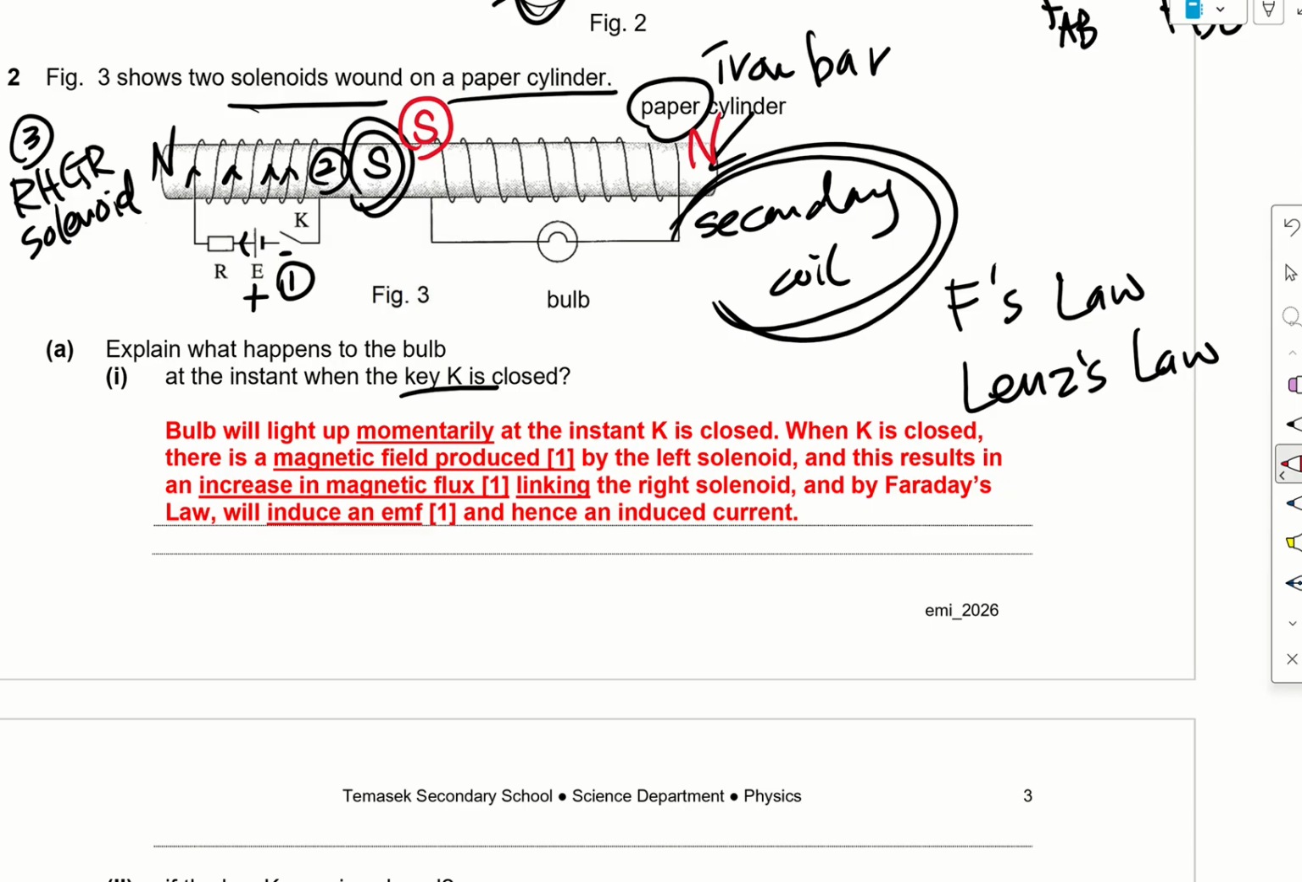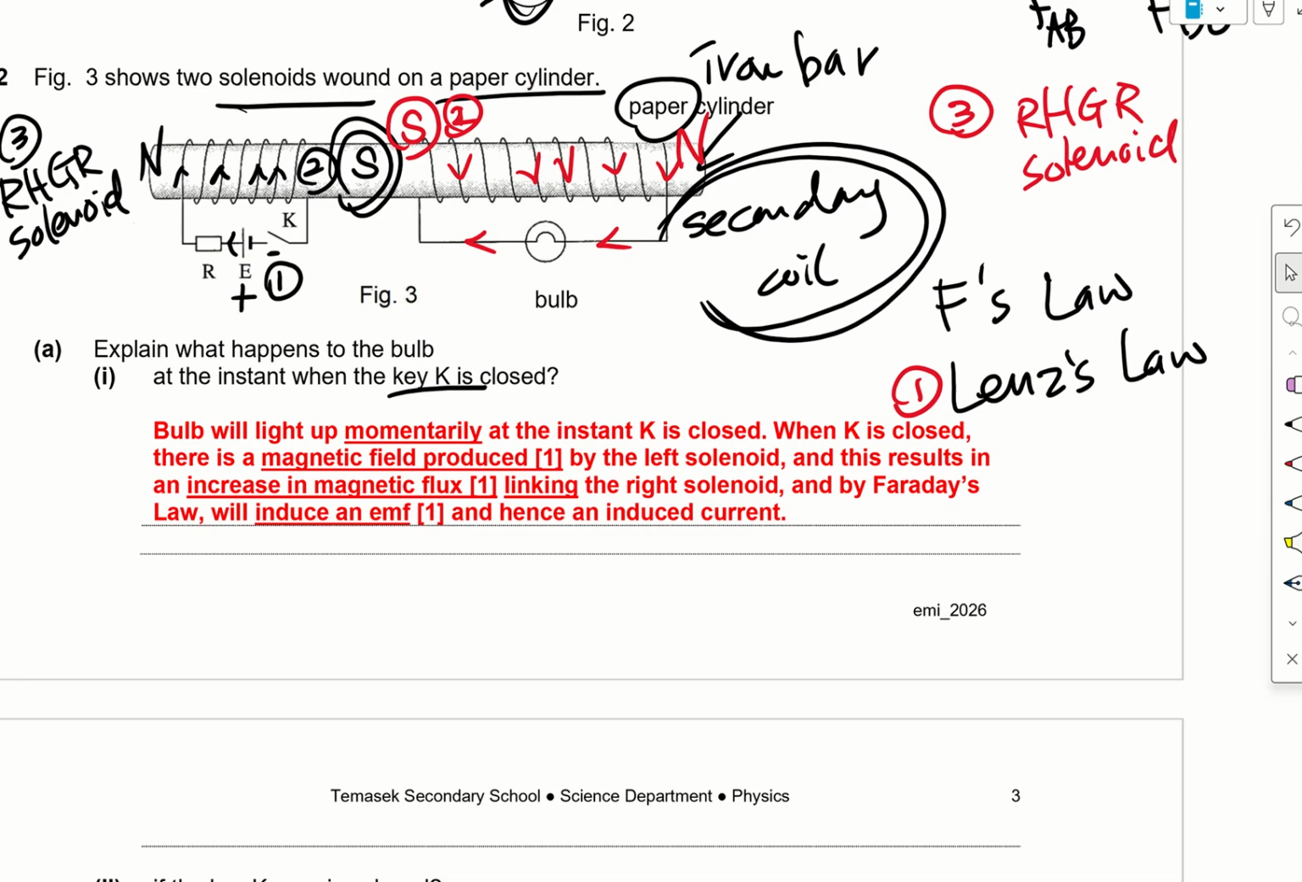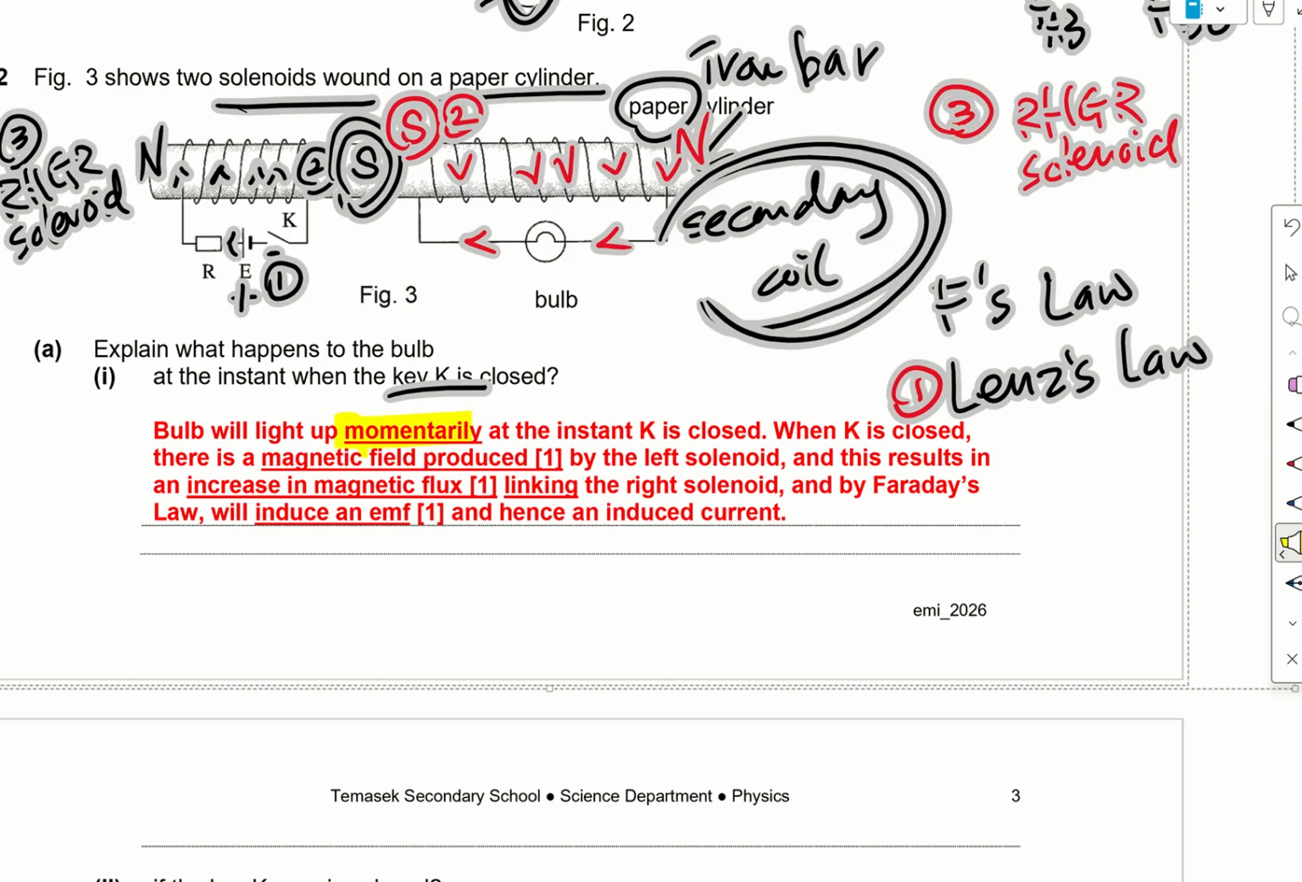And then if this happens, again you apply Fleming. So this is Lenz's law, this is number 2, south pole, and then you apply right hand grip rule for solenoid. Step 3, right hand grip rule for solenoid. Okay, you can then use your thumb to point to the right, and then the current will be flowing in this direction. Okay, so the current is actually flowing in this direction, and therefore the light bulb lights up. Okay, so the light bulb will light up momentarily. So this is important. Later I'll explain why.